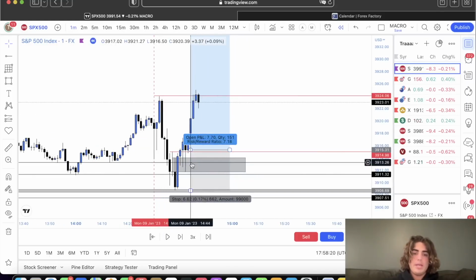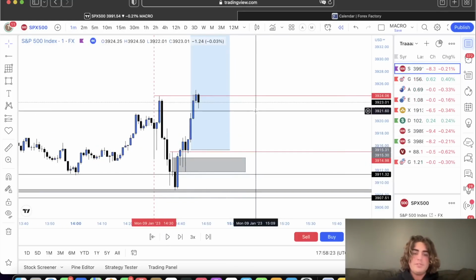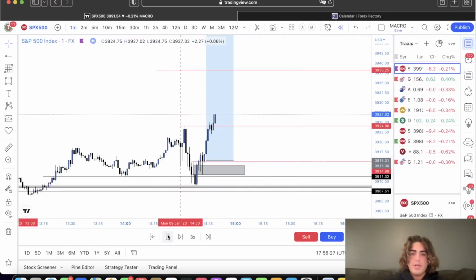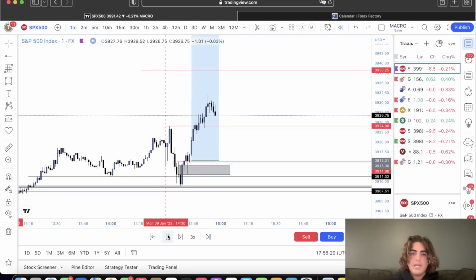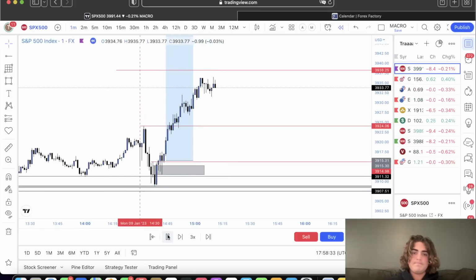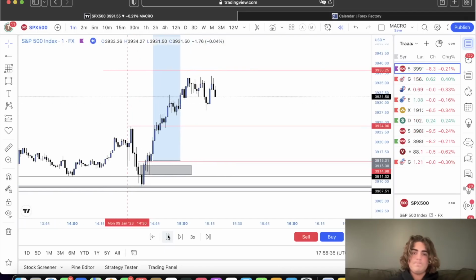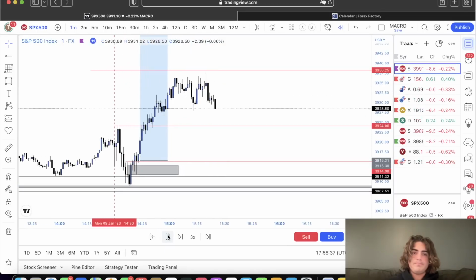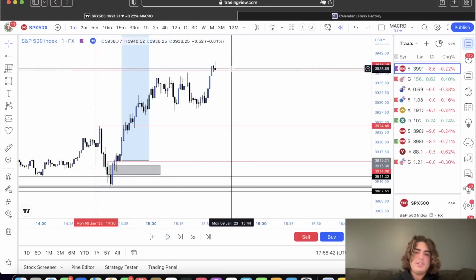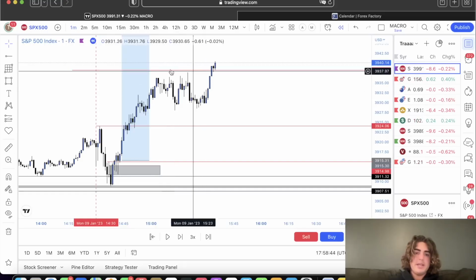Okay, boom, take profit 1 gets hit. All right, take 50% off, move stop to break even. Let's see where market wants to go from here. Okay, it's pushing to the upside. Okay, take profit 2 gets hit. All right, take 50% off.